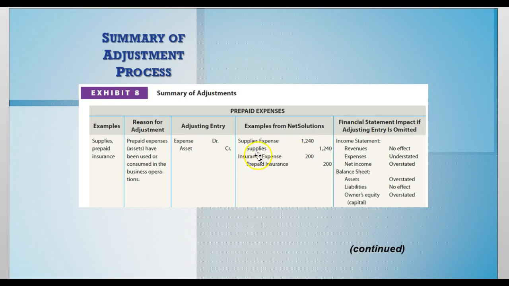The entries would look like this: supplies expense, insurance expense, and the impact. You always want to sit down and think about what will this do if I don't do this entry. And it's shown here, the income statement, the impact would be on revenues, expenses, and net income. It says no effect on revenues, which is correct, but the net income would be overstated without that. On the balance sheet, your assets would be overstated. No effect on liabilities, but your owner's equity would also be overstated then.